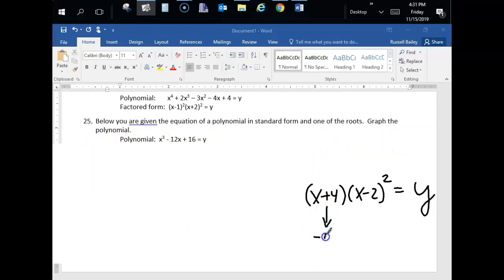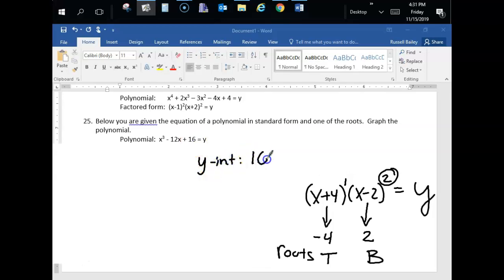So this root's -4, this root is 2. Since this one has an even power, it's a bounce. This one does not. It's a through. That's my roots. Next, we're going to do our y-intercept. Y-intercept in this case is 16.